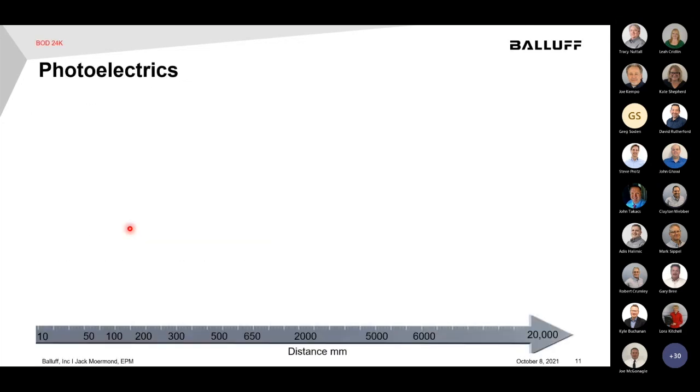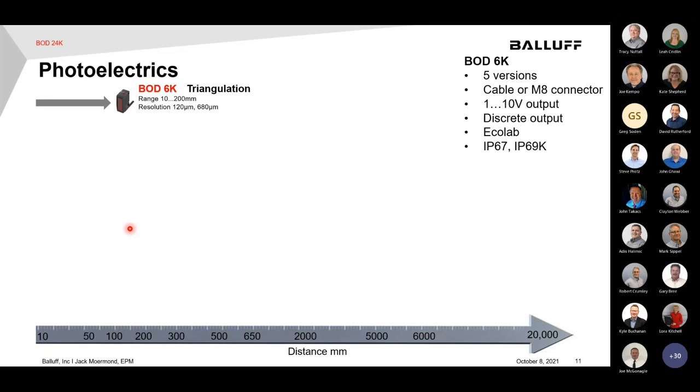So let's look at the photoelectrics. Here's the only one that's a red light. So the BOD 6K only has a range of up to about 200 millimeters. The resolution on it varies depending upon which one you use, as low as 120 microns up to 680. There's 5 different versions. They have different style connectors. They're all voltage. None of them are current. They all have a discrete output, again, so you can set it up so that, give me a warning when I'm getting too far away or too close. These are also Ecolab. So for your PFB folks, you got IP67 and IP69K ratings.